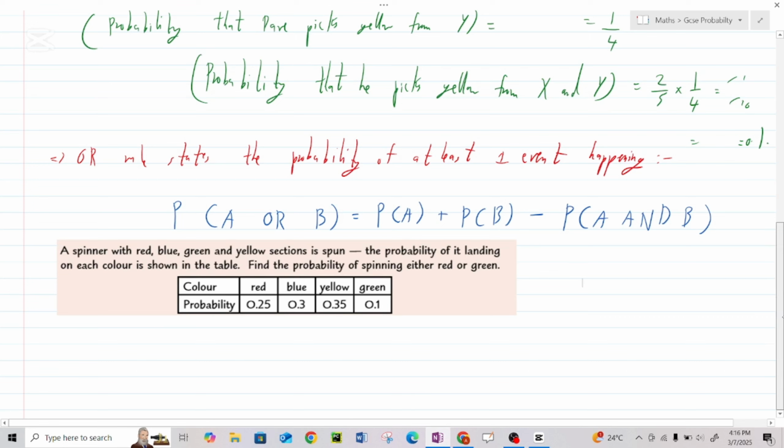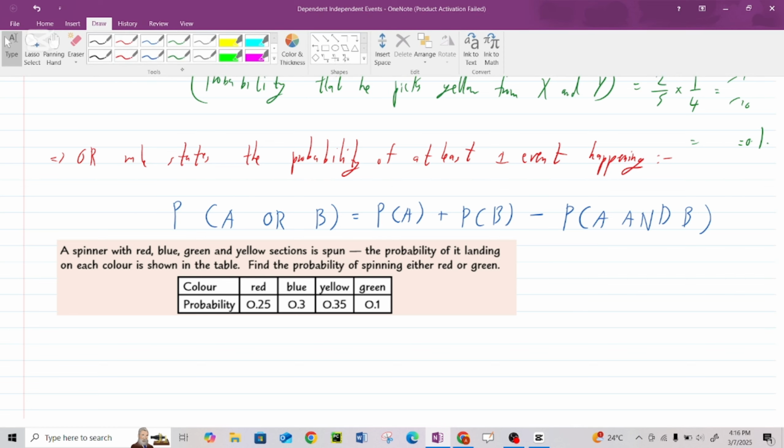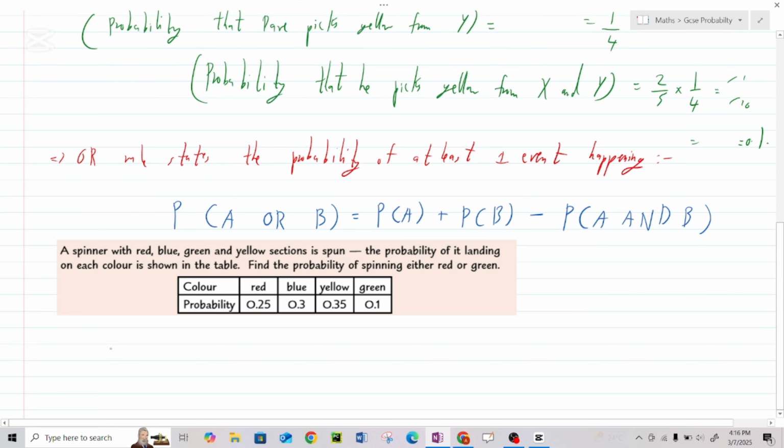We have a practice question here. A spinner with red, blue, green, and yellow sections is spun. The probability of it landing on each color is shown on the table. Find the probability of spinning either red or green. First and foremost, write the formula. So we have P(A or B) is equal to probability of A. Now what's the probability of red? It is 0.25. Plus probability of B, that is green, that is 0.1. This is the tricky part. You also have to subtract probability of A and B.